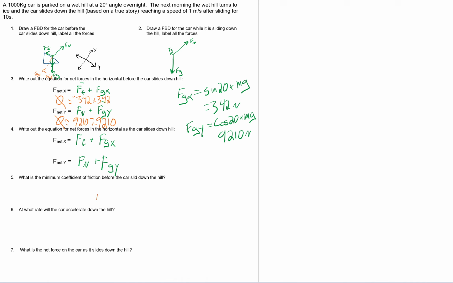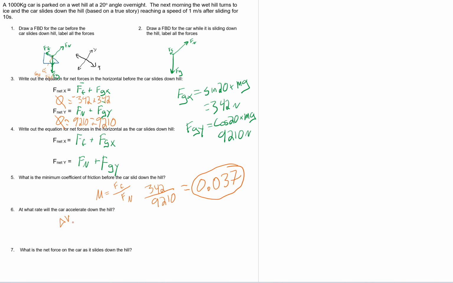That's why we do those equations, is to keep it clear. So now, if I want a coefficient, it is simply our force of friction divided by the normal force, and I've got those two up above. 342 divided by 9,210, and I get about 0.037 as that coefficient. Okay, the car accelerating down the hill now. I've got the information up there.